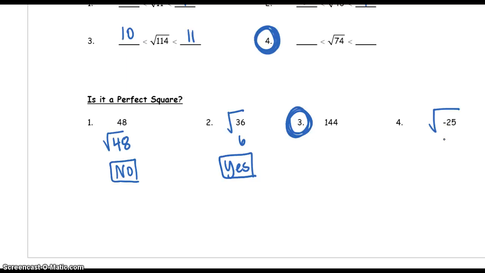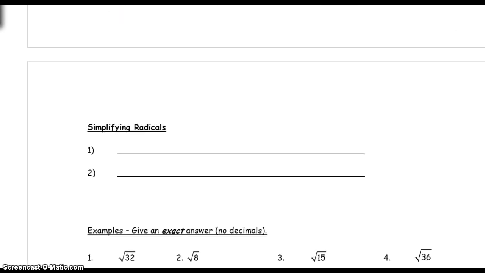So you'll get an error if you take the square root of a negative. So no, it's not a perfect square, okay, because it is an error. So anytime you'd have to take the square root of a negative, it's not going to work out. It's going to be an error. Okay, so let's keep going here.